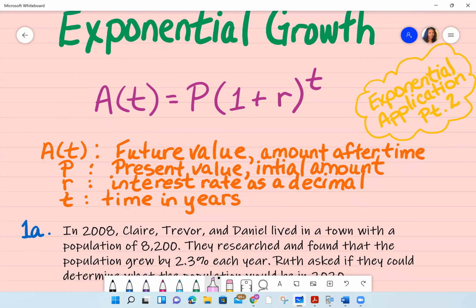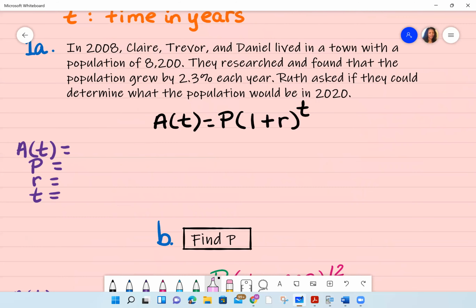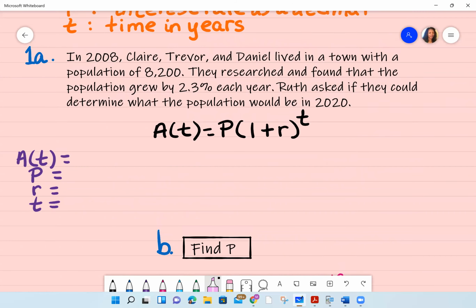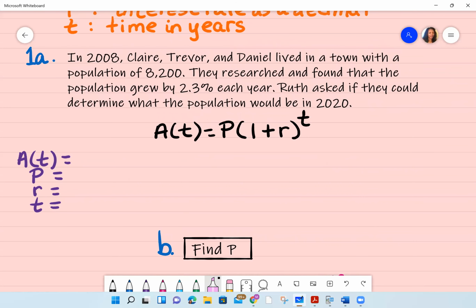In our first example, we're using this exponential growth formula throughout this video. Let's read what the word problem says and determine what we're looking for. In 2008, Claire, Trevor, and Daniel lived in a town with a population of 8,200. They researched and found that the population grew by 2.3% each year. Ruth asked if they could determine what the population will be in 2020.